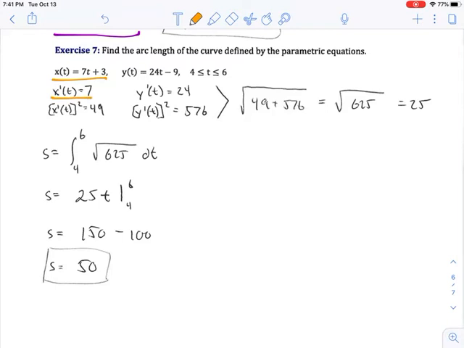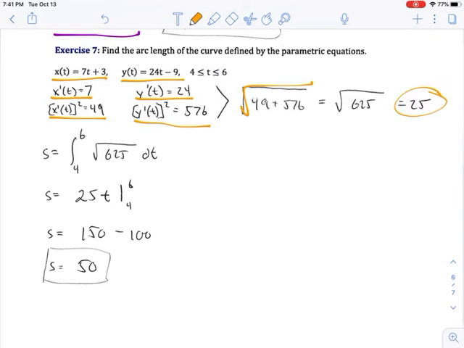So its derivative is 7. Squaring that, we get 49. Y of t is 24t minus 9. So the derivative of that is 24. Squaring that is 576. Putting those into our radical, x prime of t squared plus y prime of t squared, we end up with the square root of 625, which is 25. So that all works out very nicely.